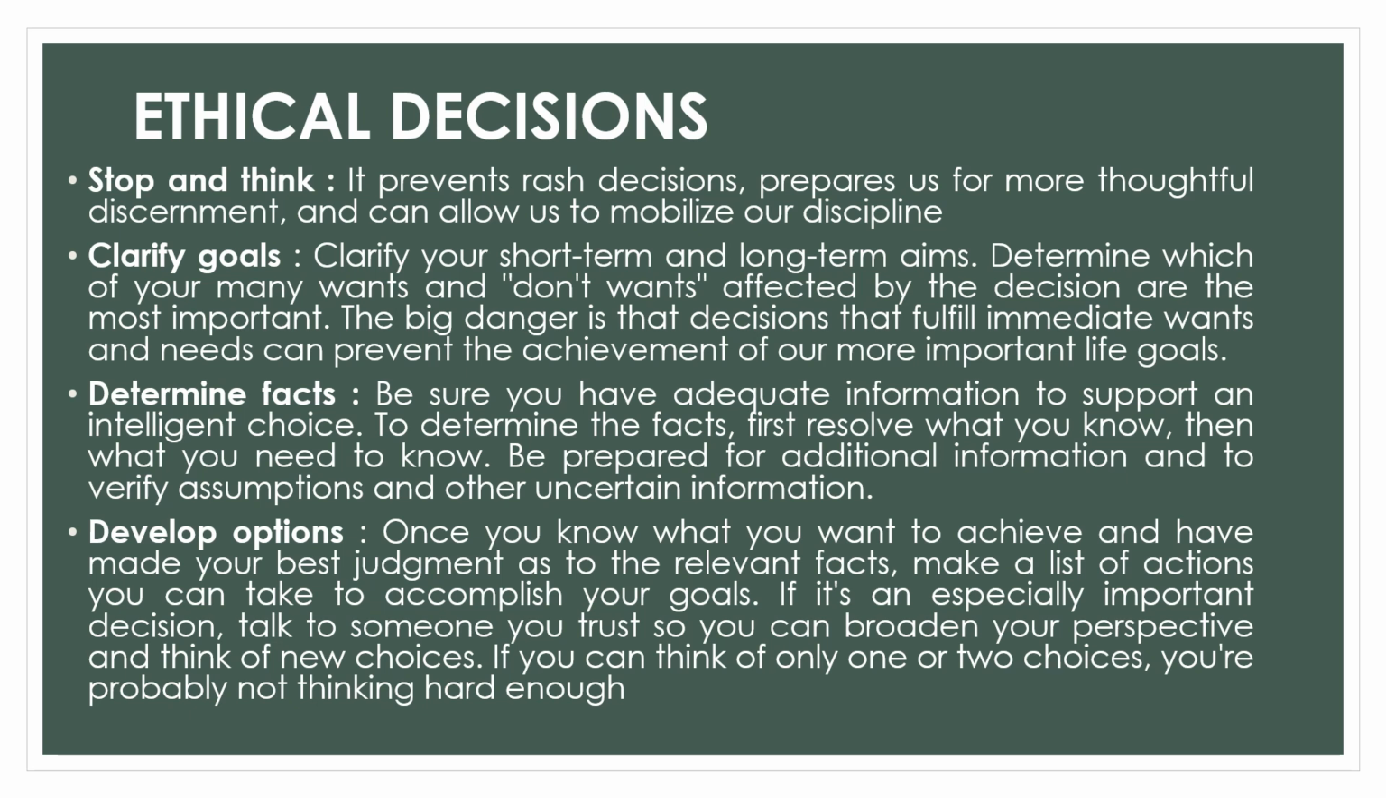Then comes clarification of goals. You have to clarify your short-term and long-term aims clearly. You have to determine which of your many wants and don't wants affected by the decision are the most important. The big danger is that decisions that fulfill immediate wants and needs can prevent the achievement of more important life goals. So you have to clearly say what your short-term aim is and what your long-term aim is, and which of your many wants and don't wants will be affected by the decision. Sometimes certain decisions that fulfill your immediate wants will not help you achieve your long-term goals. Then comes determining the facts.